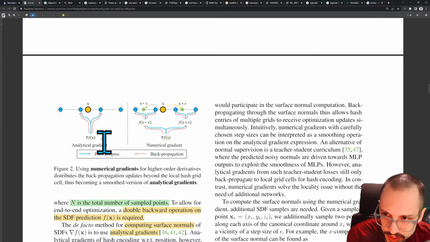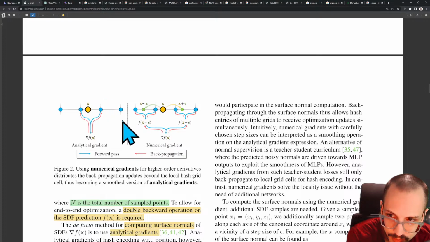So in the analytical gradient, you can only push it here, I guess. You can only calculate it for these two. Which means that this one over here and this one over here are going to get left behind, and you're going to get this weird kind of issue because these are going to be updated separately from these.